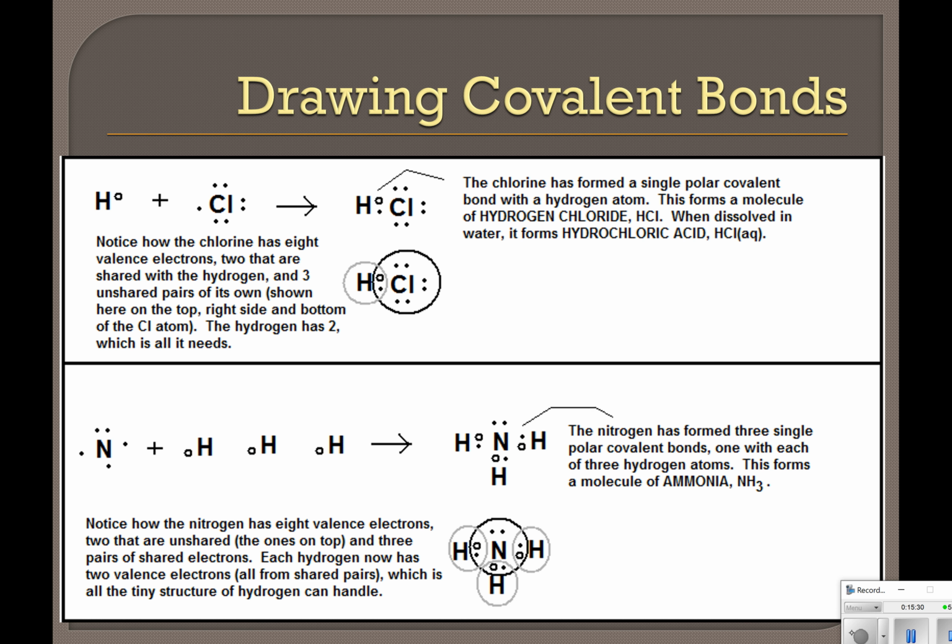Now, a little more withdrawing here. We have a hydrogen and a chlorine. We can see that hydrogen wants to fill its valence shell with one electron, and chlorine also wants to fill its valence shell with one electron. Therefore, each of these wants to make one bond. They do that here, and it forms a single polar covalent bond.